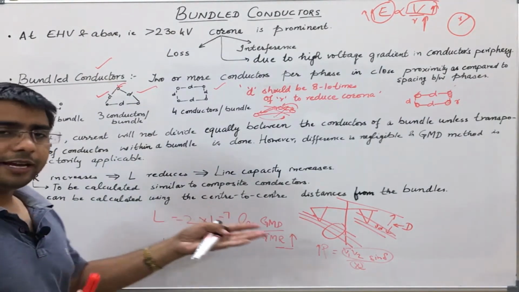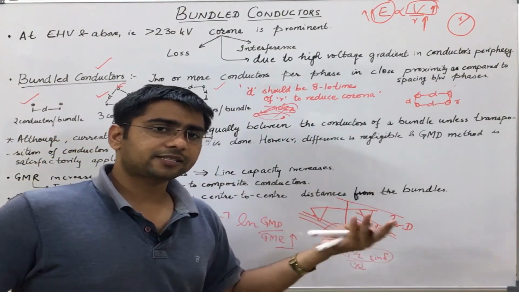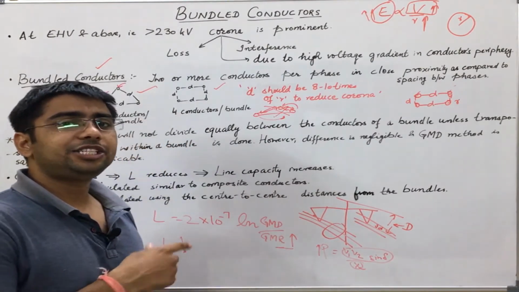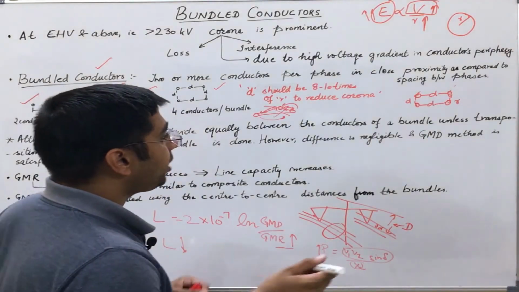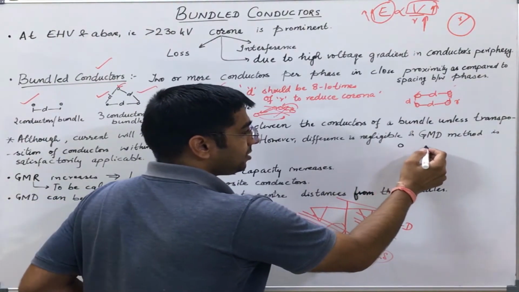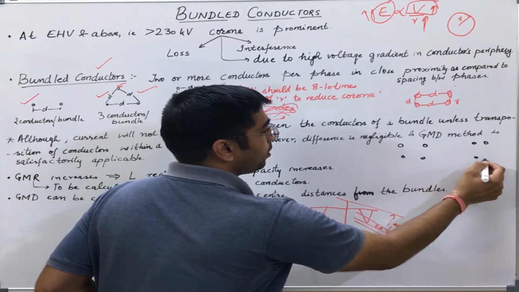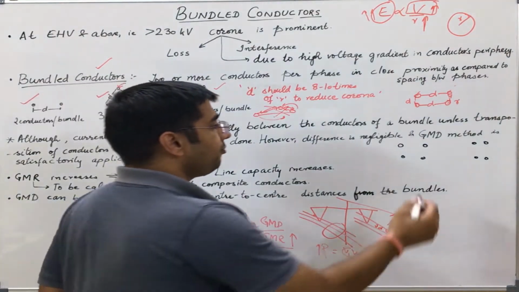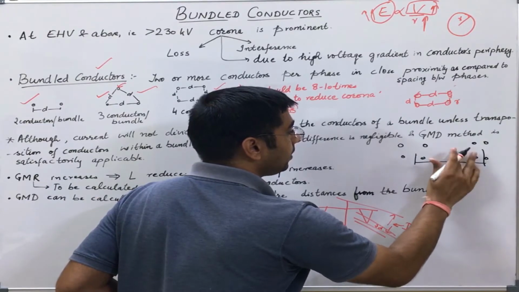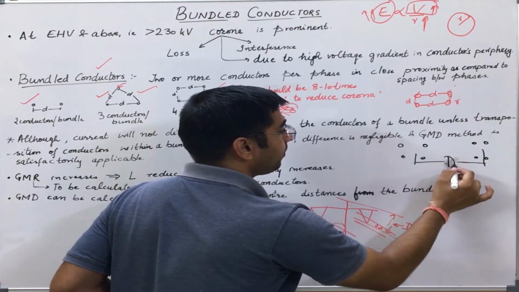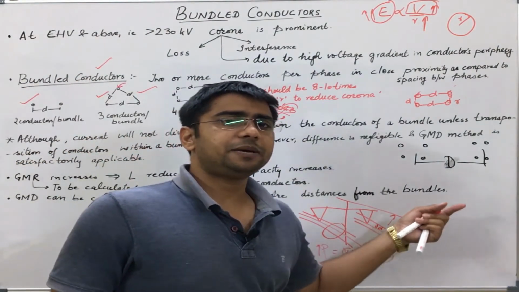Now we can calculate GMR of the bundled conductors, as we will see in this video in the next slide. But how to calculate the GMD? To calculate GMD, let us say this is one bundle, and let us say this is the other bundle of another phase. To calculate the GMD, we will take the center to center distance. Let us say it is capital D. In this way, we can easily calculate GMD as well.